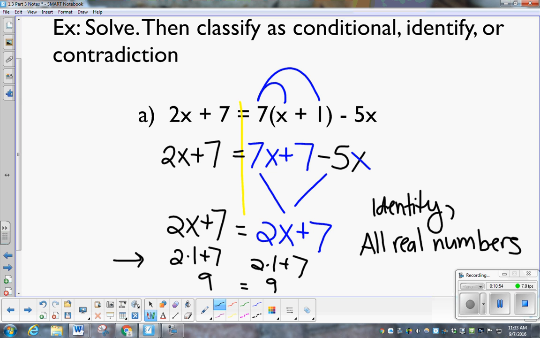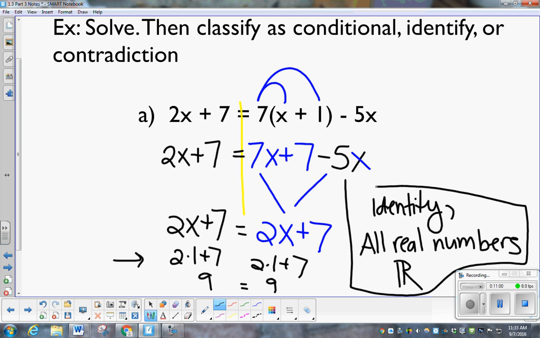Remember, if you want to write the symbol for the solution set of all real numbers, you can write that. All right, let's try two more of these problems where you get kind of a weird answer like that.